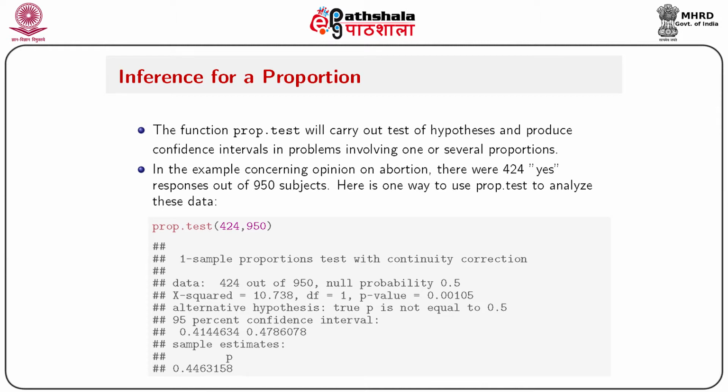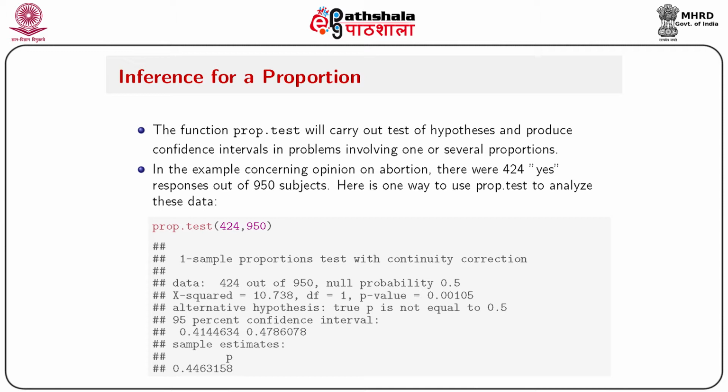Now my discussion is on module 1, where I'll first start with the proportion test, and that is very important for contingency table analysis. The function prop.test will carry out tests of hypothesis and produce confidence intervals in problems involving one or several proportions. In the example concerning opinion on abortion, there are 424 yes responses out of 950 subjects. Here is one way to use prop.test to analyze this data.